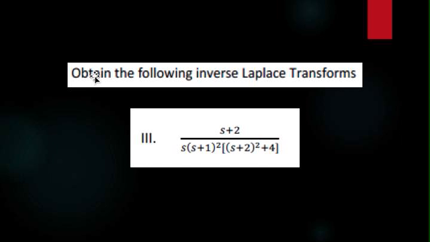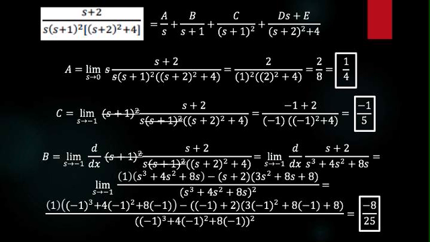We are going to resolve this problem that says: obtain the inverse Laplace transform of this equation. We are going to resolve this by partial fraction expansions. To find the constants, we separate this equation into a over s, plus b over s plus 1, plus c over s plus 1 squared, plus ds plus e over s squared plus 4.